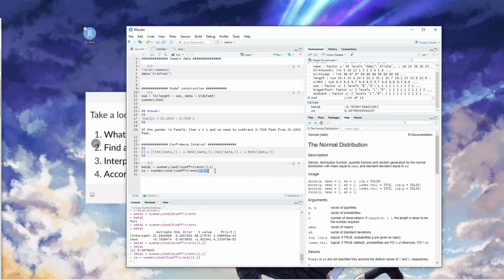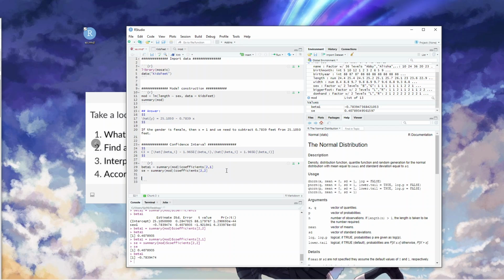Okay. So I also can print it out, and I want to also check my beta 1. Okay, all good. So next I just need to write down my confidence interval. One way you can just write it in the vector, that's what I preferred.